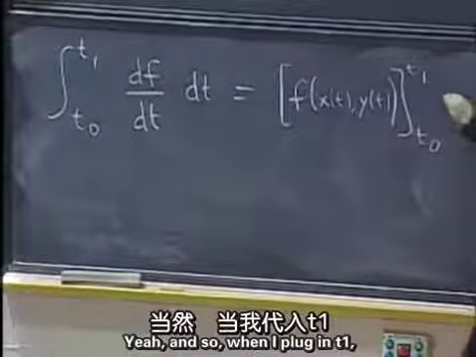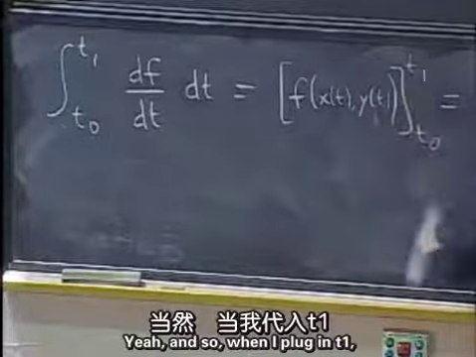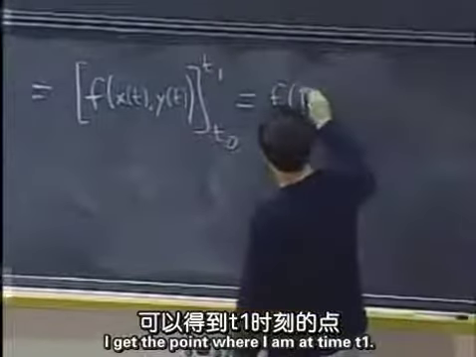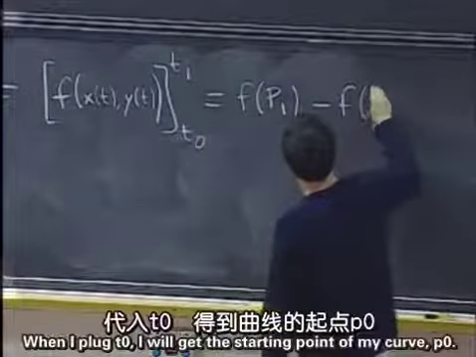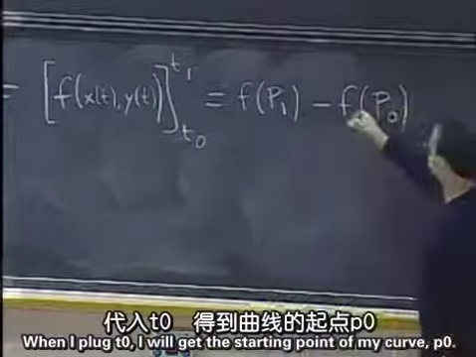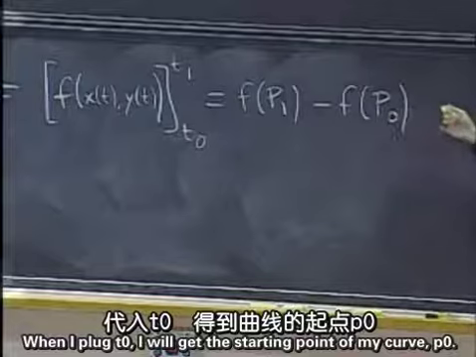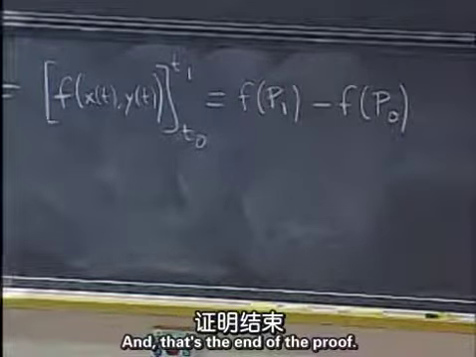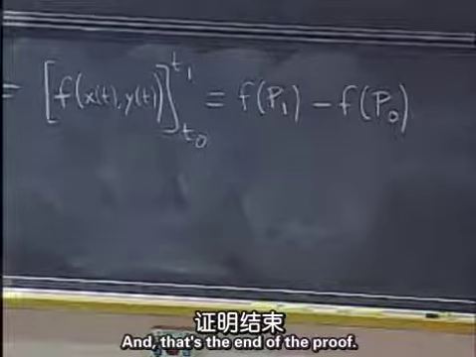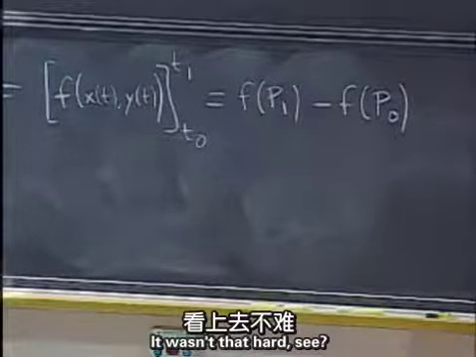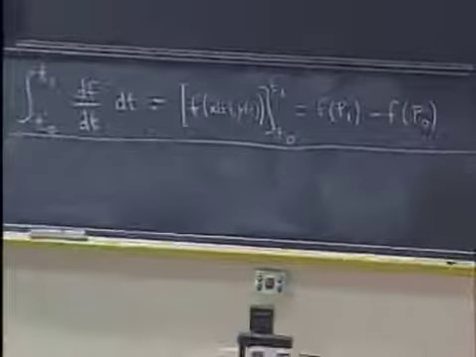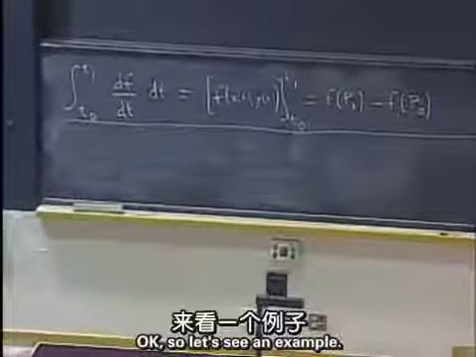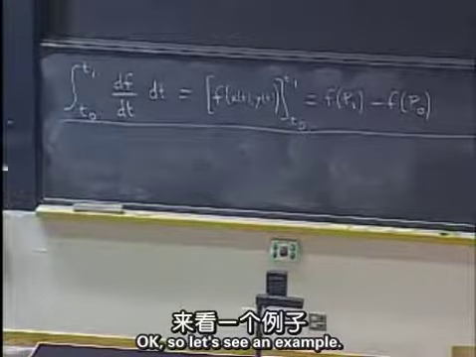Yeah. Okay. And so when I plug in t1, I get the point where I am at time t1. That's the end point of my curve. When I plug in t0, I will get the starting point of my curve, P0. And that's the end of the proof. Wasn't that hard? See? Okay? So let's see an example.